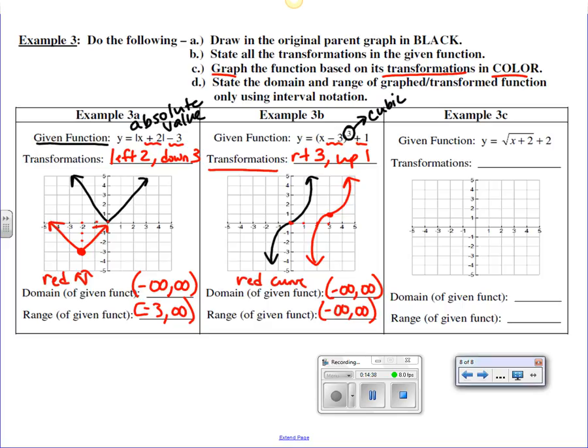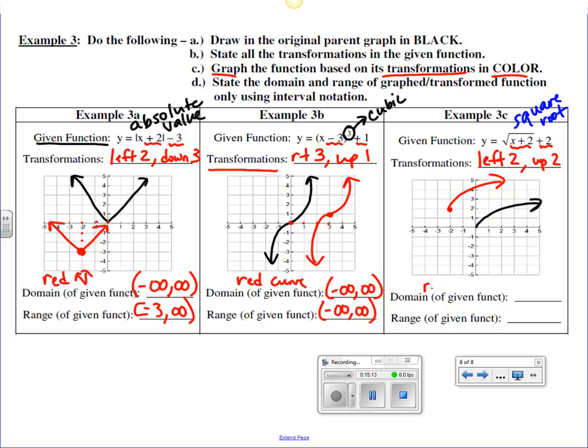All right, and the last one. This is a square root, because that's what it has in it. So it's a square root function. So if you look at the top of your paper, the square root function looks like that. The transformations, the plus 2 is inside the square root, so it moves it left 2. And the plus 2 is on the outside, so it moves it up 2. So you start at 0, 0, and you go left 2, up 2, and then you kind of just copy it.